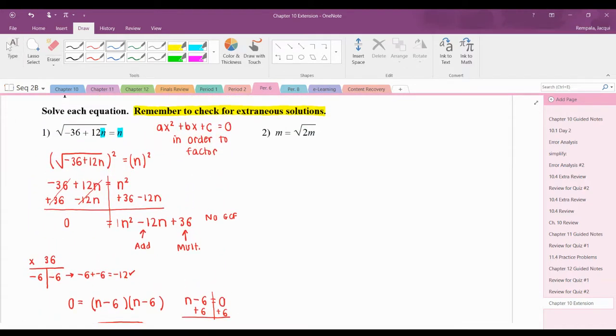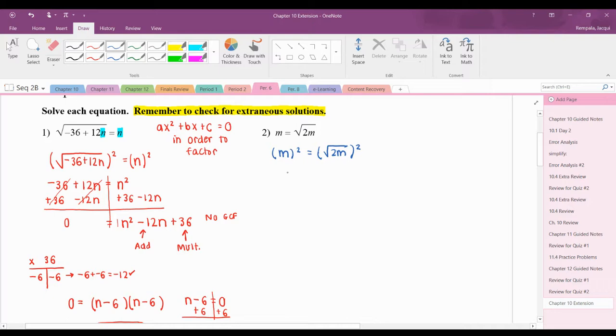So let's take a look at the second example. If we have m equals the square root of 2m. Once again, when I see only one radical, I want to make sure that that is completely by itself. And in this case, because the 2 is underneath the radical, it is. There's no numbers outside of that square root. So that means I want to start by getting rid of that square root. And that means I am going to square both sides. Because remember, to undo a square root, we square.